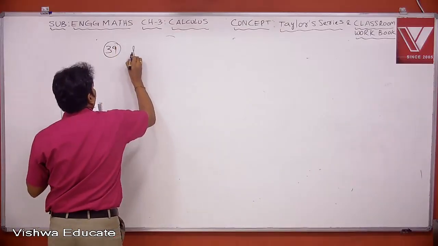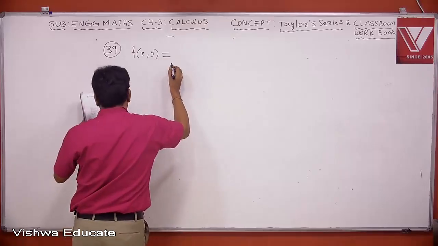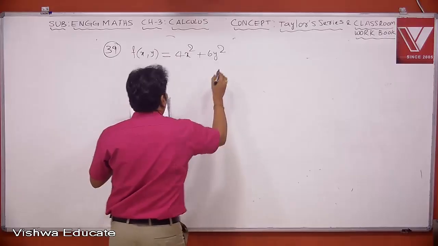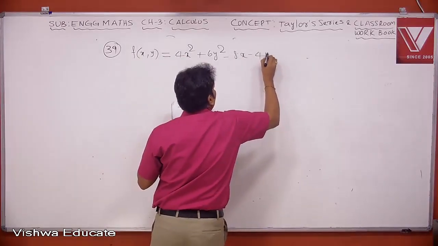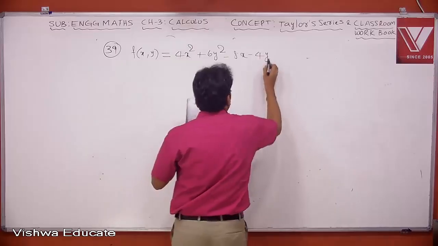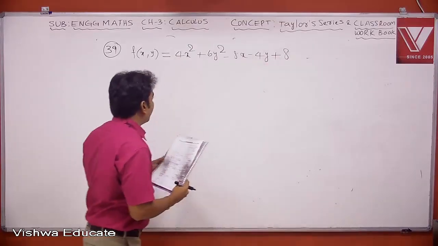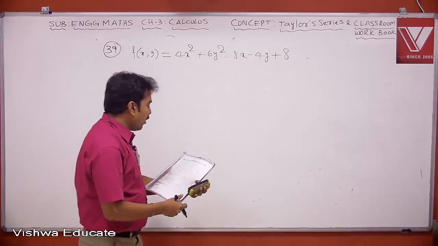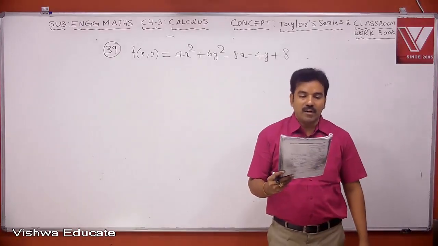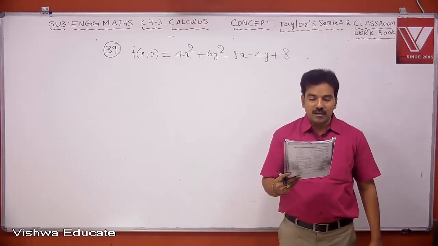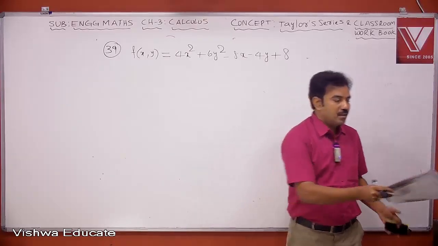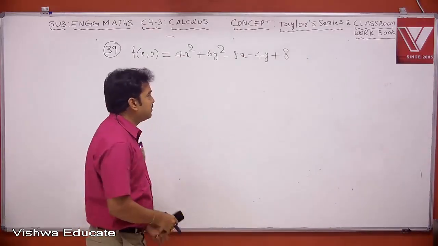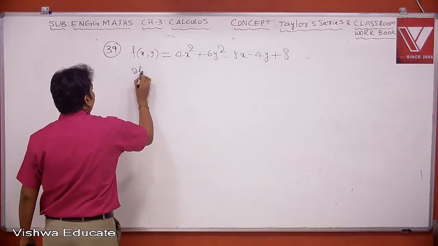Given a function f of x comma y equal to 4x square plus 6y square minus 8x minus 4y plus 8. Its optimal values are: minimum equal to 10 by 3, maximum equal to 10 by 3, minimum 8 by 3, maximum 8 by 3. Earlier we handled one question in case of functions of a single variable. It is similar to that. Now let us find stationary points at first.